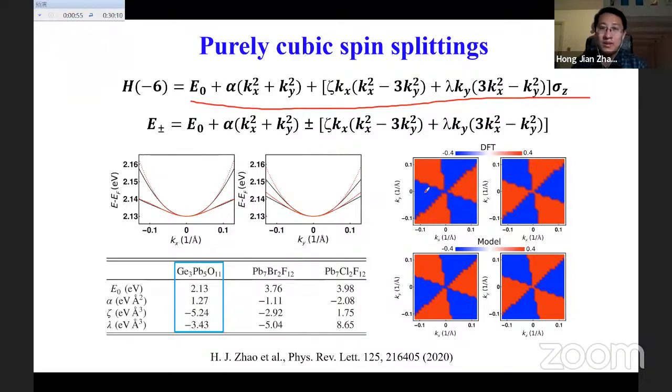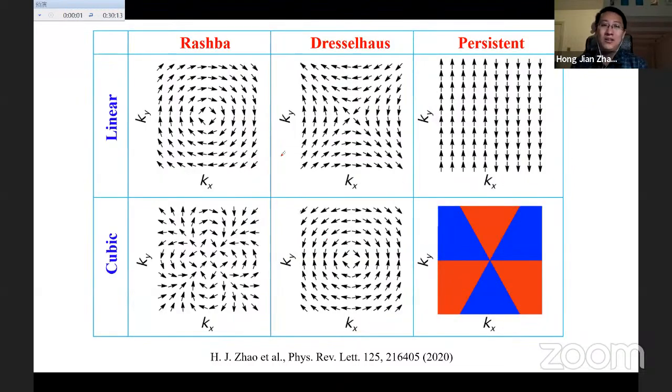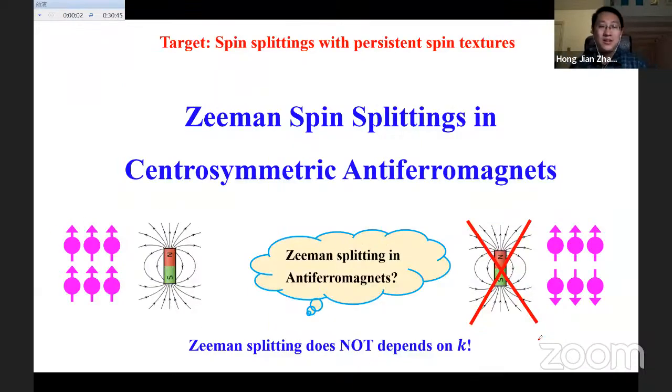Conventional spin splitting contains a linear Rashba and linear Dresselhaus term. The superposition of the linear Rashba and linear Dresselhaus by some appropriate ratio can yield a persistent spin texture here. And conventionally, we also have some cubic Rashba and cubic Dresselhaus spin splitting, and our work provides cubic spin splitting with a persistent spin texture. The next work we want to show is the Zeeman spin splitting in antiferromagnetic material.